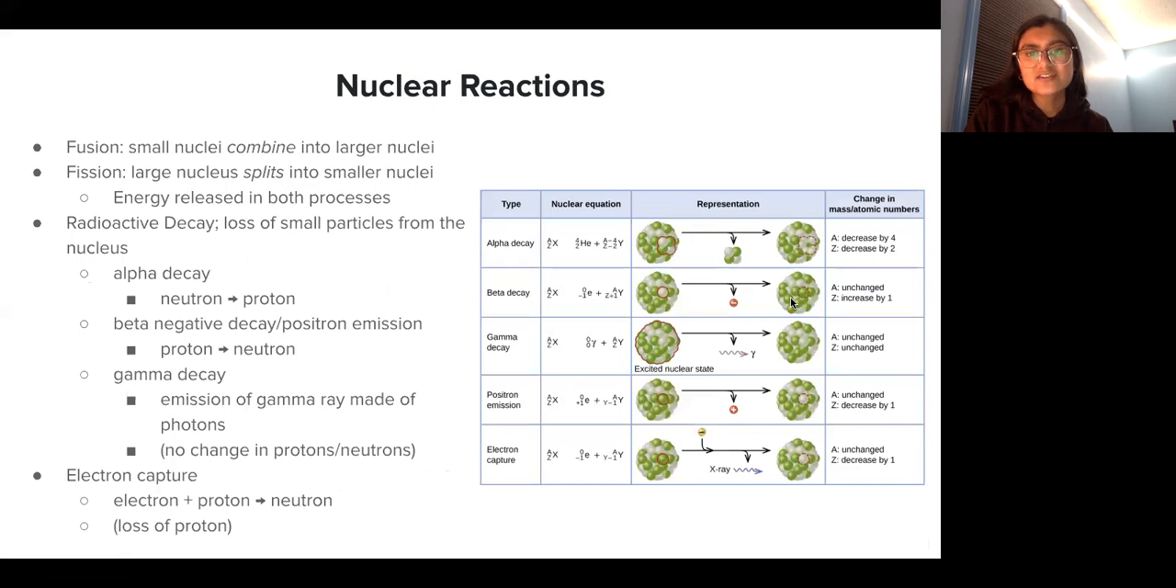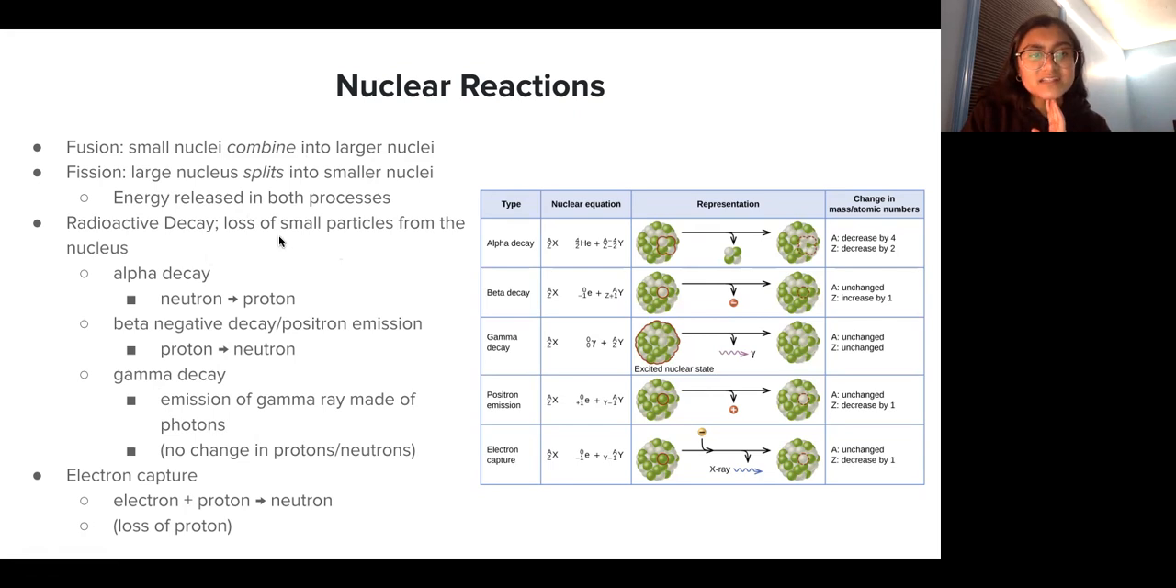All right, nuclear reactions. So fusion versus fission. Fusion is what it sounds like: small nuclei combining into larger nuclei, whereas fission is a nucleus splitting into smaller nuclei. Energy will be released in both of these processes.